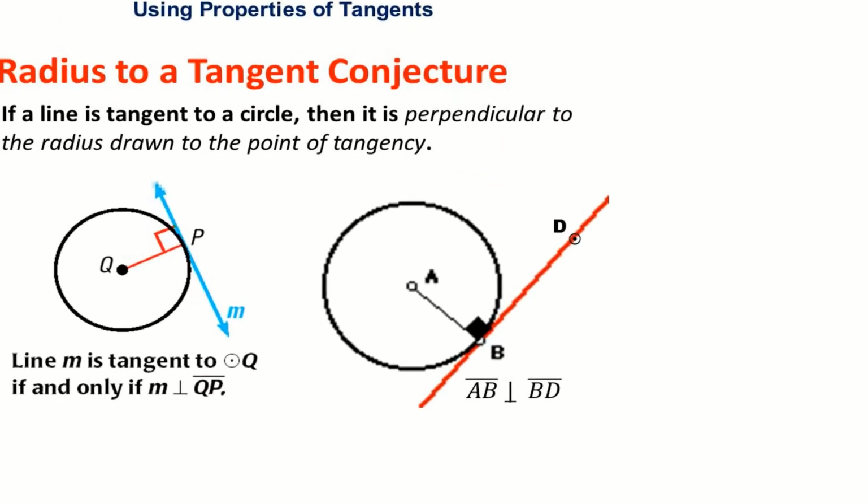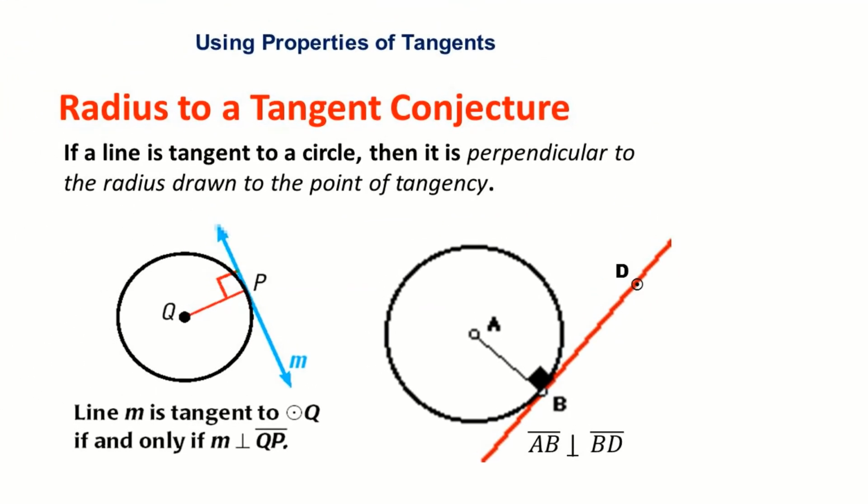On this slide, we are going to verify that if a line is tangent to a circle, then it's perpendicular to the radius drawn to the point of tangency. Look at this light blue line. It is tangent to the circle at point P, so it is perpendicular to the radius of the circle, which means line M is tangent to circle Q. The circle is named using the center point, if and only if M is perpendicular to QP.